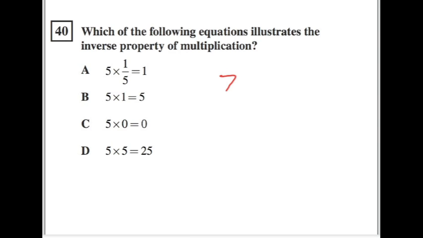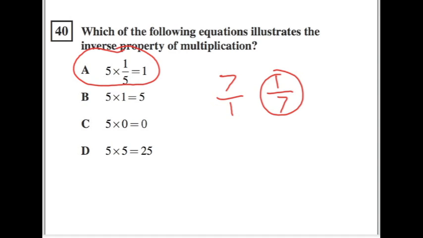So first you have to turn 7 into a fraction, which we know we turn any number into a fraction by putting it over 1. Then we flip it. So 1 is now the numerator and 7 is the denominator. So this is the inverse property of 7. So now let's look over here at the answers and see which one it is. As you can see in B, C, and D, there's no fractions. Where right here in A, you have 1/5.